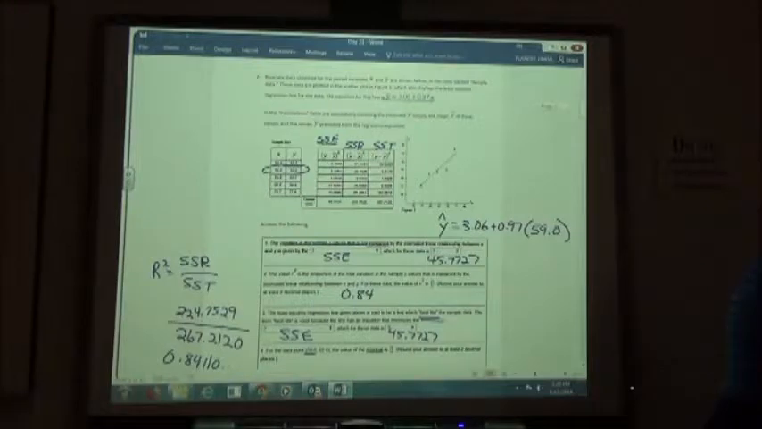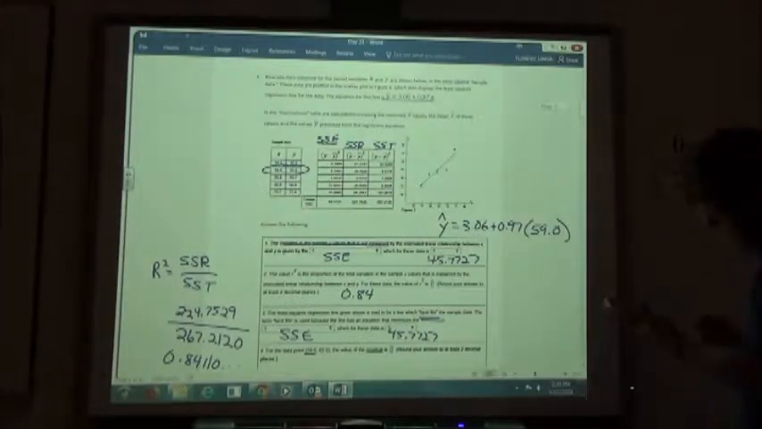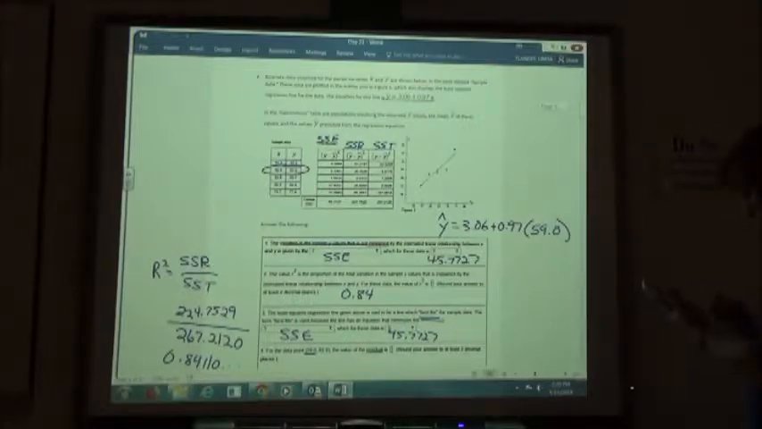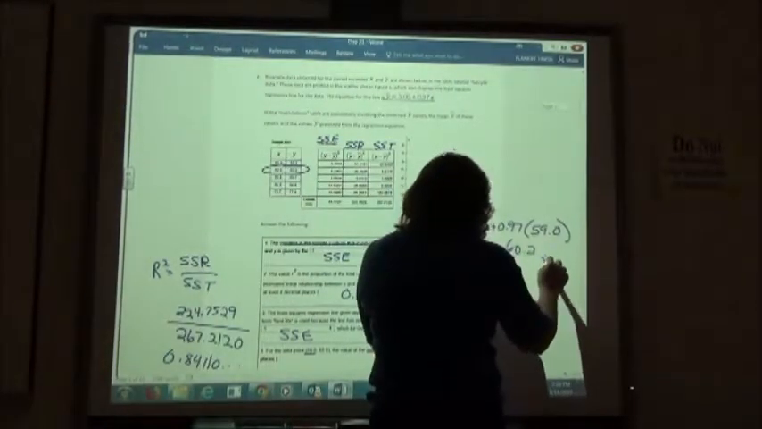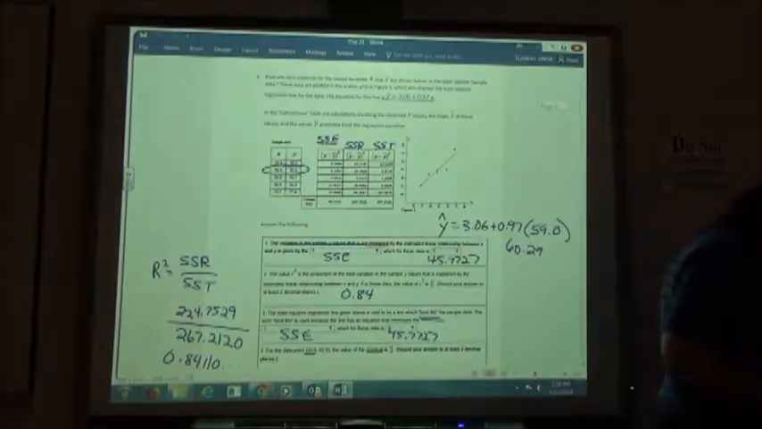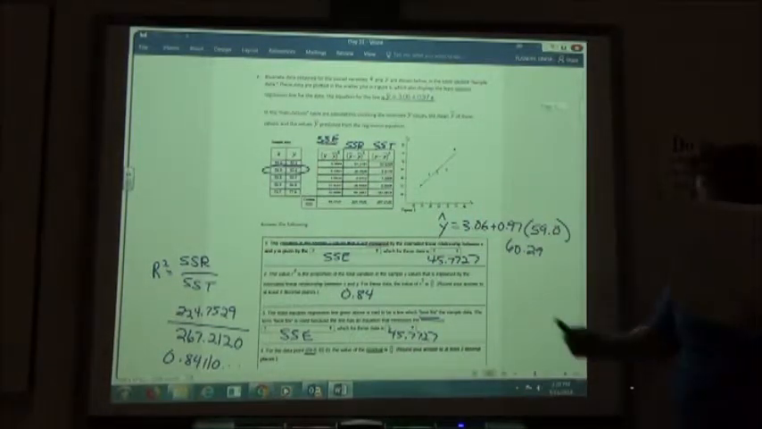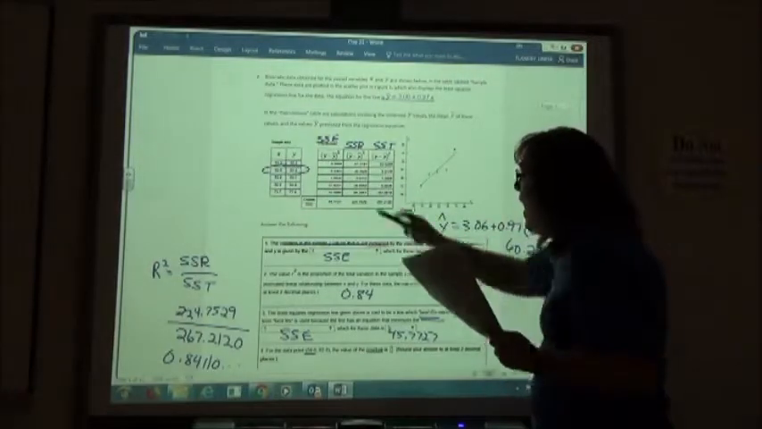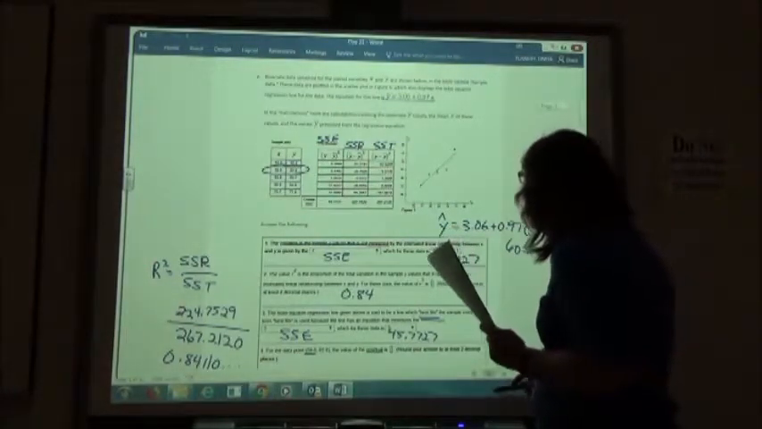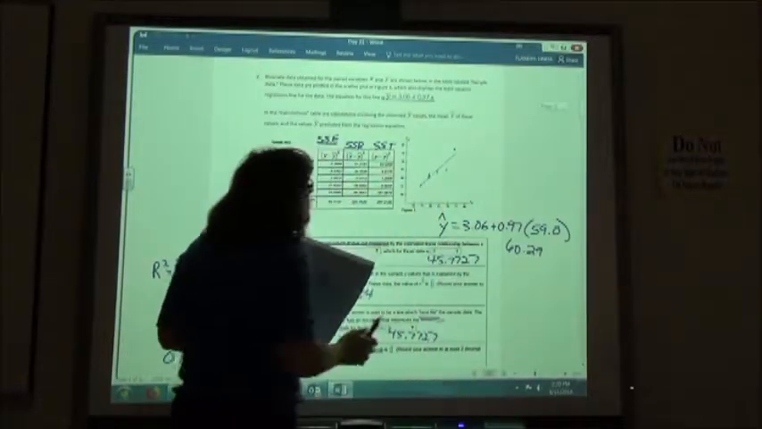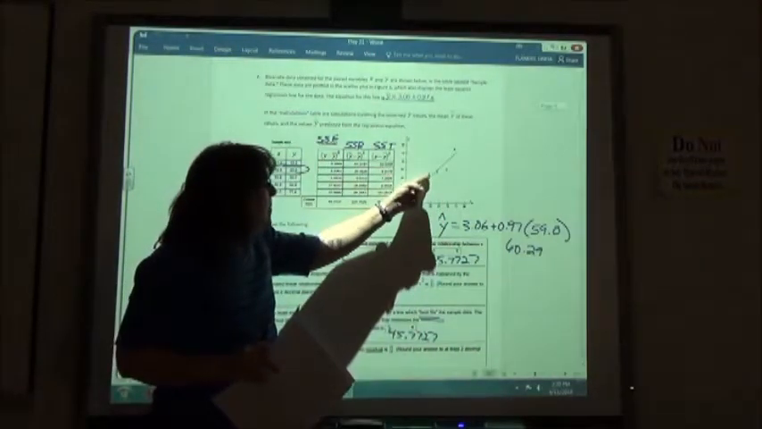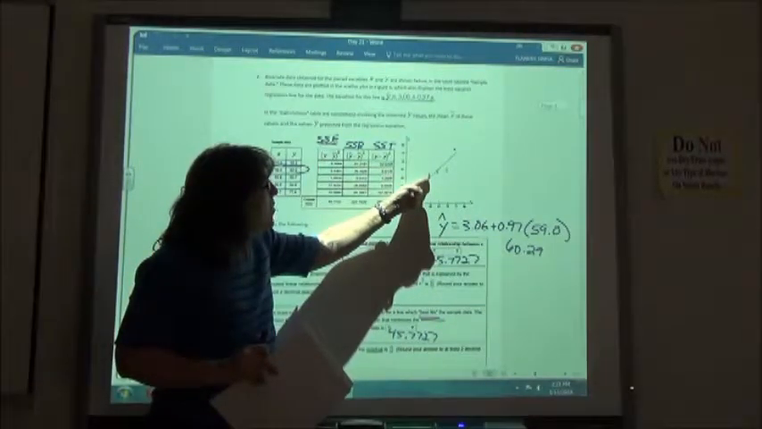That's going to be the value of y on our line. Again, we're just going to grab our calculator and figure that out. 3.06, so I get 60.29. 60.29 would be the y value right on the line at x being 59. So x being 59, here we are, pretty close anyway. 60.29 would be the y value of that point.